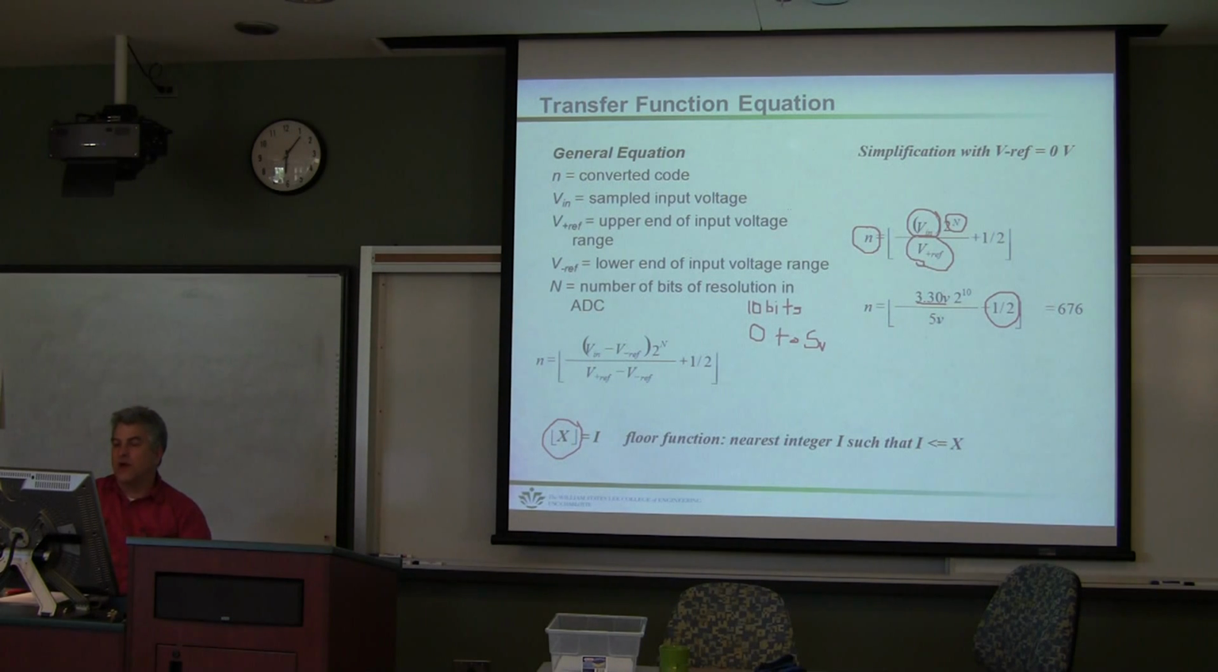And we do the formula. Well, if our measurement was 3.3 volts, we're representing 10 bits. Our digital value will be 10 bits. The maximum value of our range is 0 to 5 volts. Then the digital number that will come out is 676 base 10.